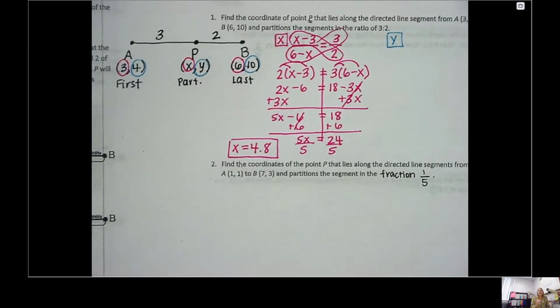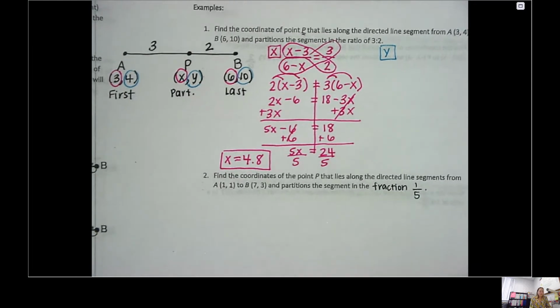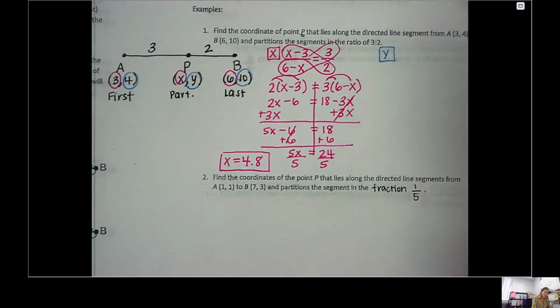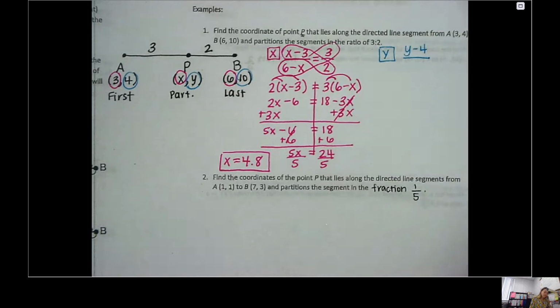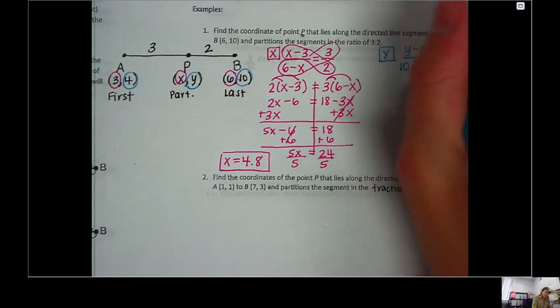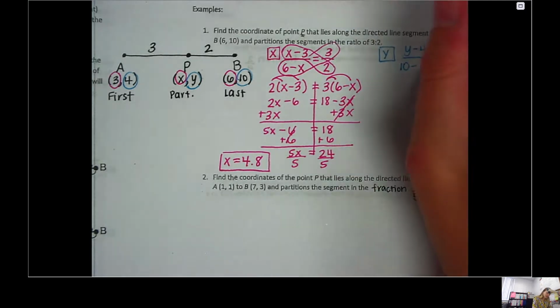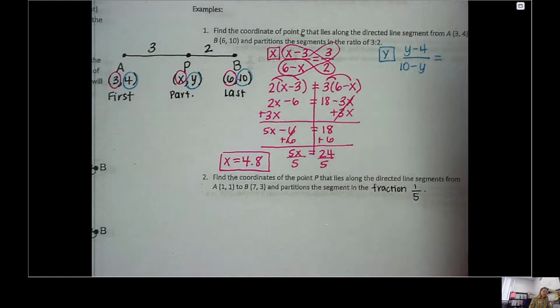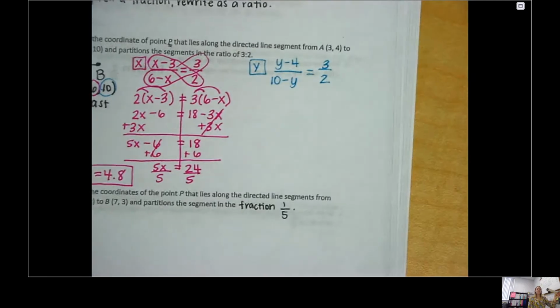Okay, we're doing the same thing for y's. Partition point minus the first over last minus partition. So who can set up the y values for me? Zarian, go for it. y minus 4 over 10 minus y. Yep, we're only working with the y's. And what do I set that equal to? 3 over 2. Perfect. First try.